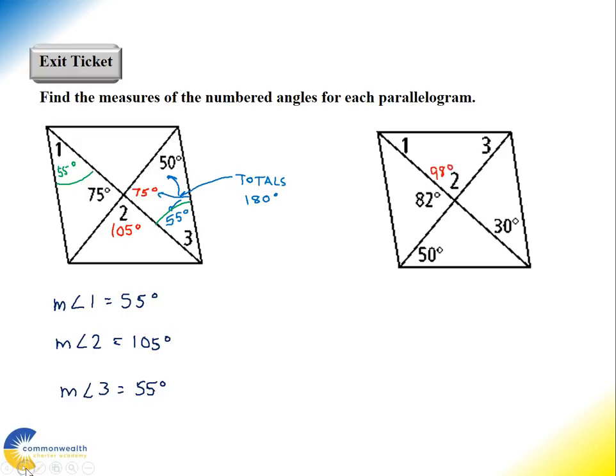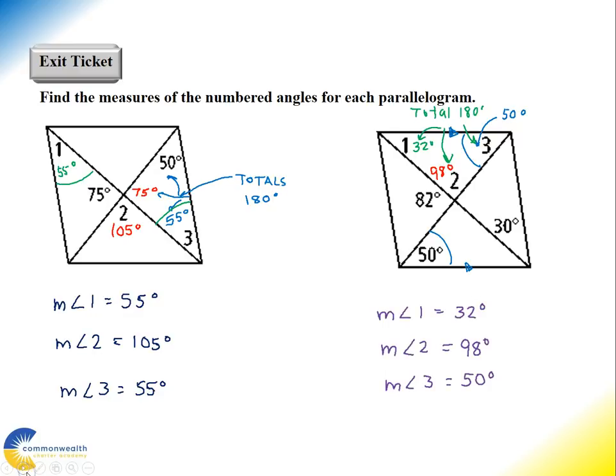But I found angle 2 first because it's a linear pair with the 82-degree angle. So I know that's 98 degrees. I then found that since I have parallel sides, because this is a parallelogram, angle 3 and the 50-degree angle are alternate interior angles. So angle 3 would also have to be 50 degrees. And lastly, because I have a triangle on top there, the three angles should total 180 degrees, and for that to happen, angle 1 would have to be 32 degrees.